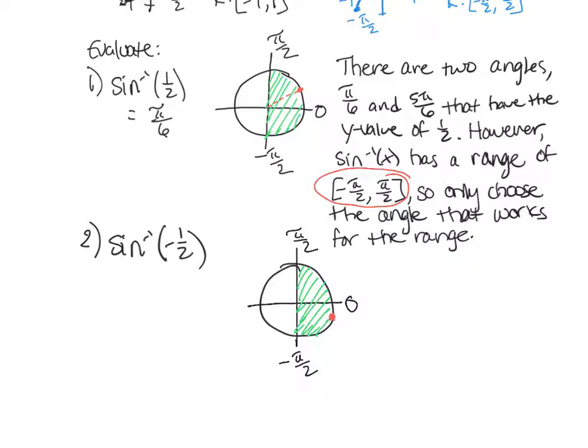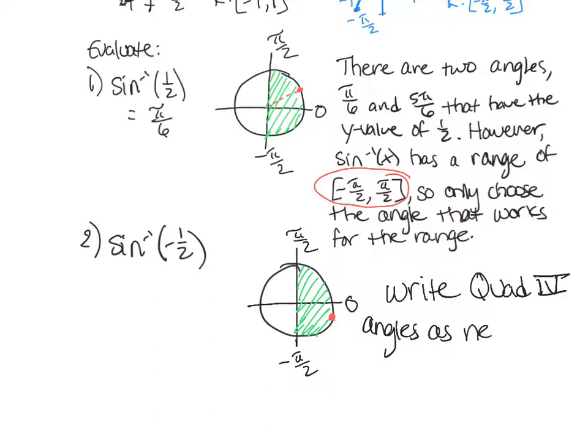I'm going to make another note. Write any quadrant 4 answers, or quadrant 4 angles, let's say that, as negative. So because we're looking at this fourth quadrant right here, this is negative pi over 2 to 0. So instead of having this be at 11 pi over 6, we're actually going to go backwards, and we're going to say this is at negative pi over 6.